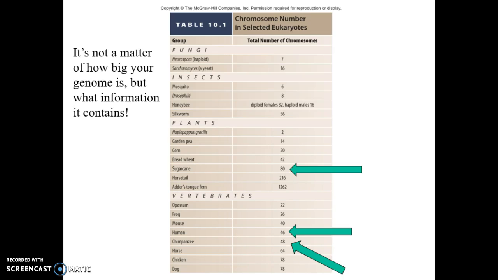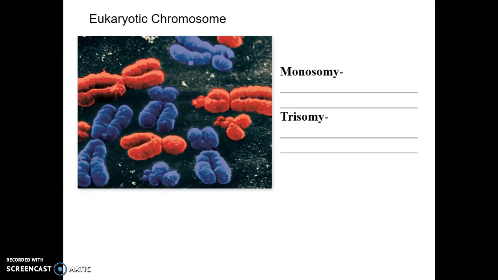Okay, so let's take a look at the eukaryotic chromosome. Humans should have 46 chromosomes. If an organism is missing a chromosome, and it only has 45 in the case of a human, it is considered monosomy, or you'll see the term monosomic. Mono means one instead of a pair. So monosomic, you are missing a particular chromosome.